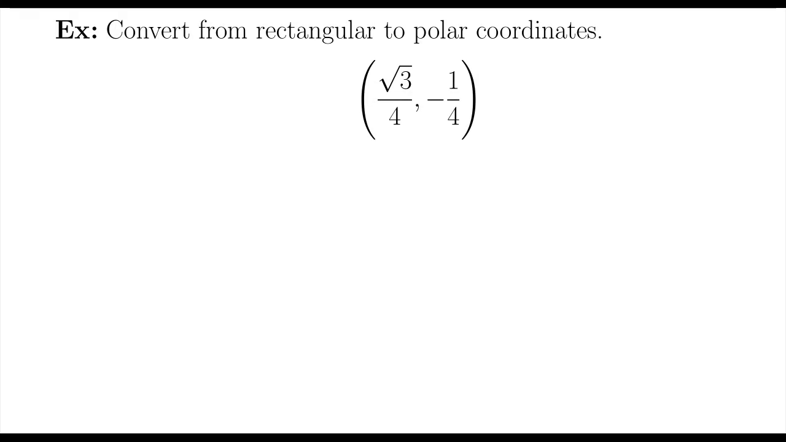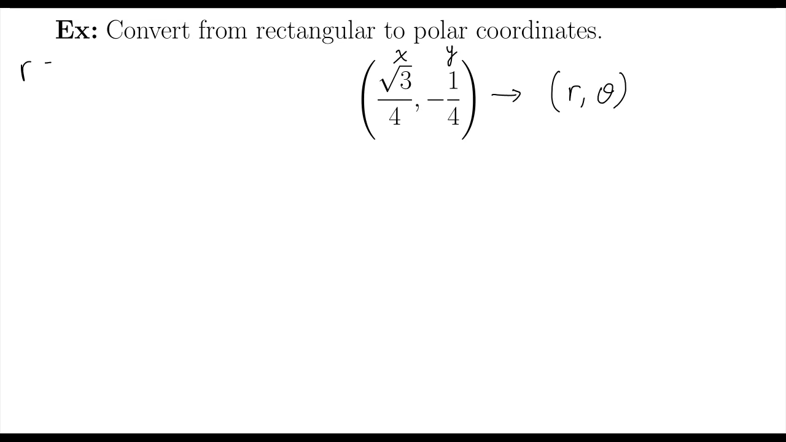Let's convert this point, which is given to us in rectangular coordinates, to polar coordinates. Okay, so x is the square root of 3 over 4, and y is negative 1/4. Okay, so let's see. R, the radius, because remember we're trying to convert this to radius comma angle.